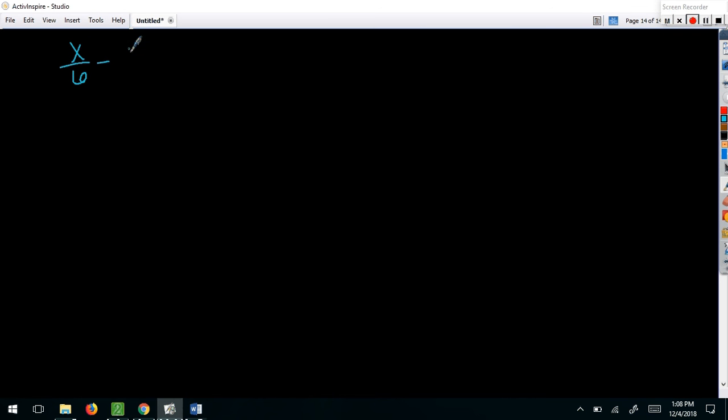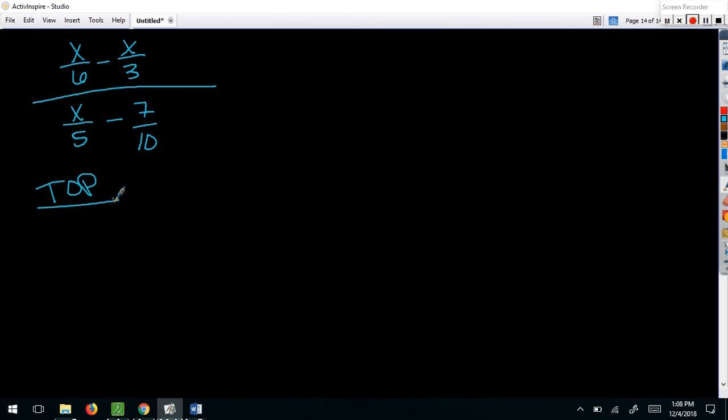Okay. So I have x over 6 minus x over 3, and you already have this written down, so no need to recopy this. I divide this into 3 separate problems because looking at it the way it is gives me a headache, because it looks very complicated. So first, I'm going to do the top. I say x over 6 minus x over 3. Well, if I just look at those two fractions, it's not as bad.